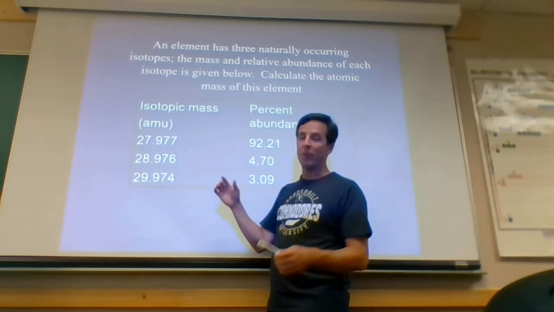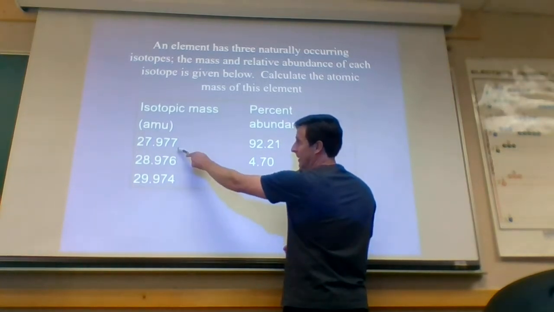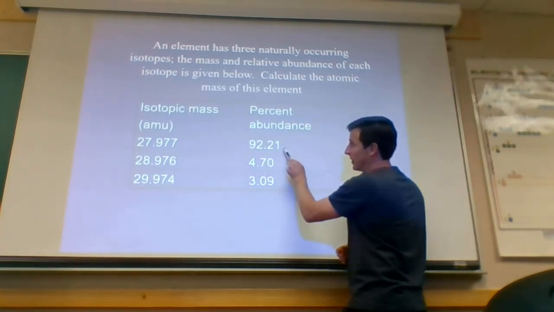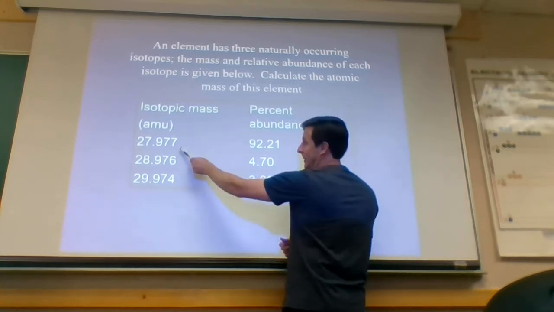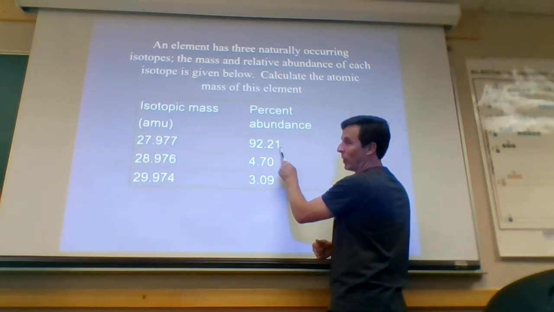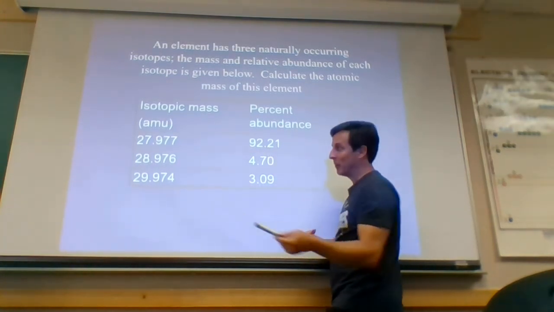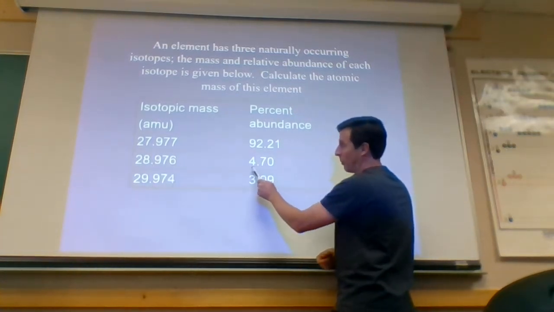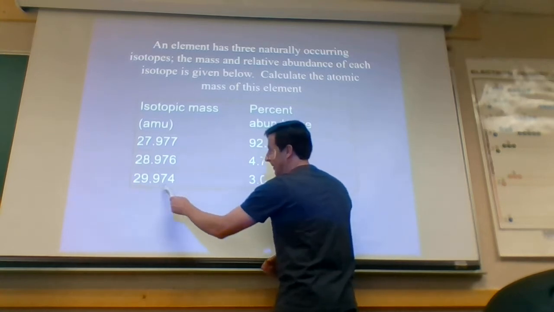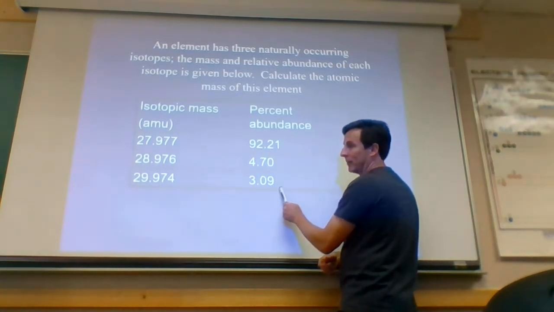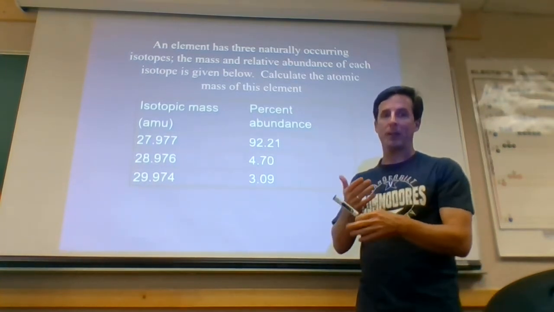Okay? So there's 3 isotopes. For the first isotope, that is the mass. Here's its percentage. So if I want to do the equation, it'll be this mass times 0.9221. Remember, put it in decimal form. Plus the second isotope, it'll be this mass times 0.0470, plus this mass times 0.0309. So it's always mass times percentage for each of the 3 and then add them all together.